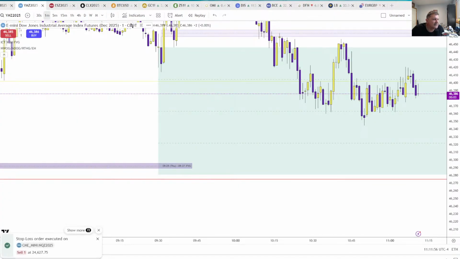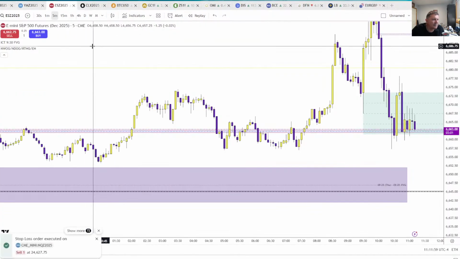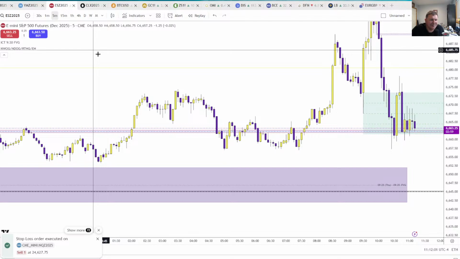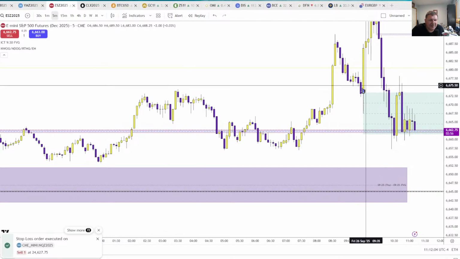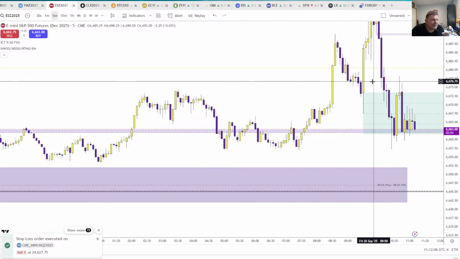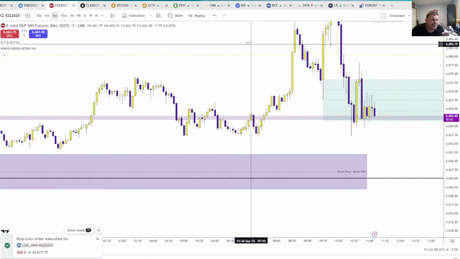Let's look at the rest of the charts here. That chop. Look at that chop. So we have traded back up into this breaker. Nicely traded. This is a 5 minute, same kind of thing that we were looking for.